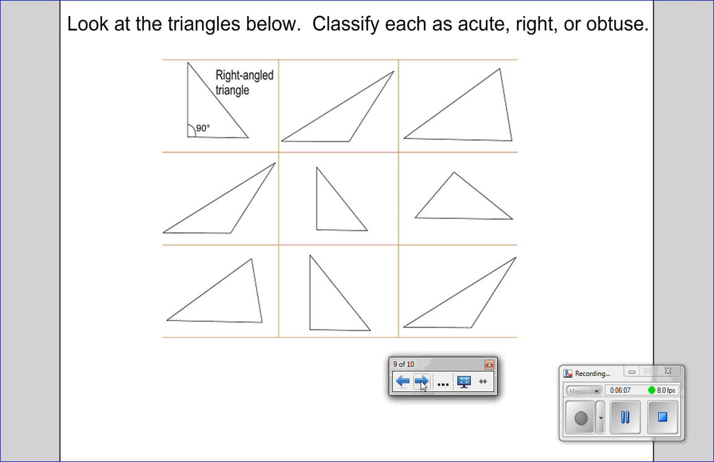One final activity. Going to do the same thing, put the video on pause so you can look carefully at each triangle, but now we're looking at the angles. So what you need to do is classify each triangle as acute, right, or obtuse. We will take this up in class tomorrow. Please put the video on pause now.